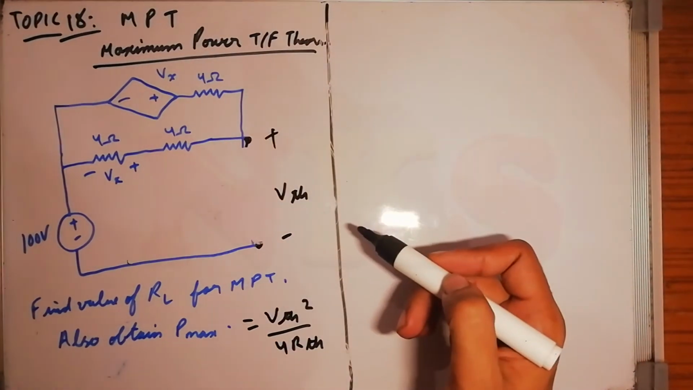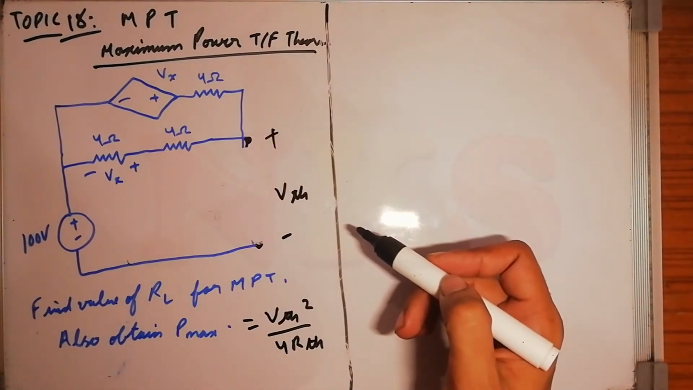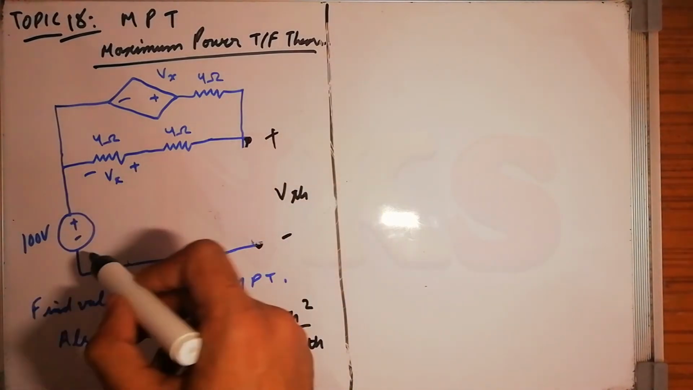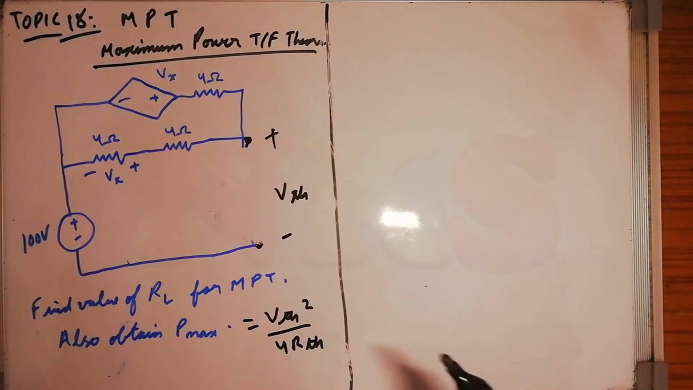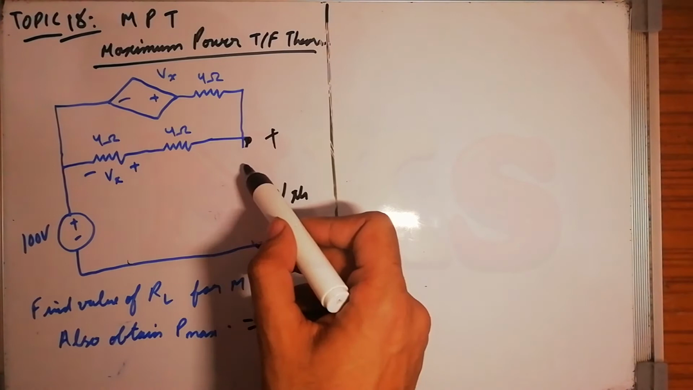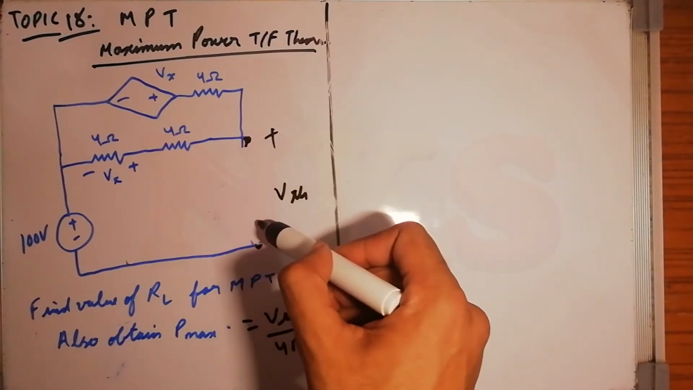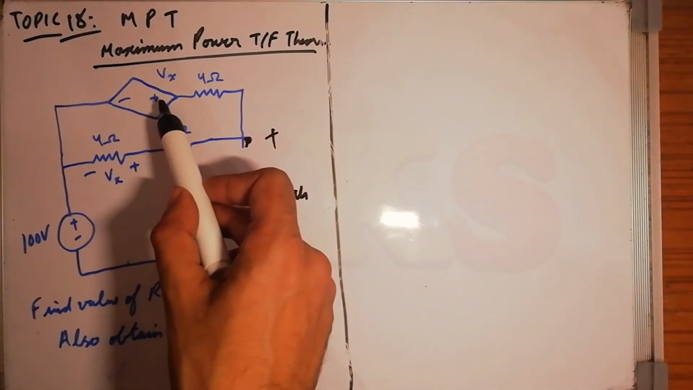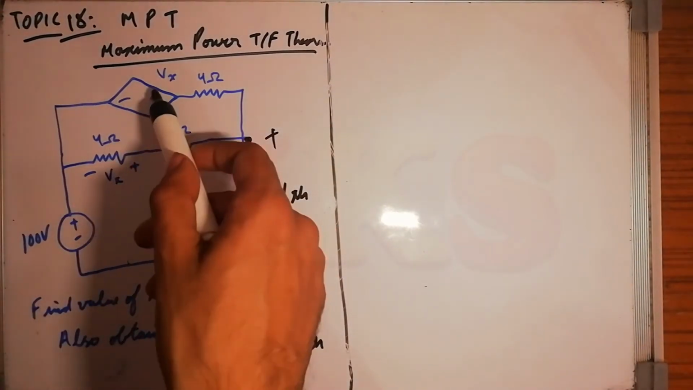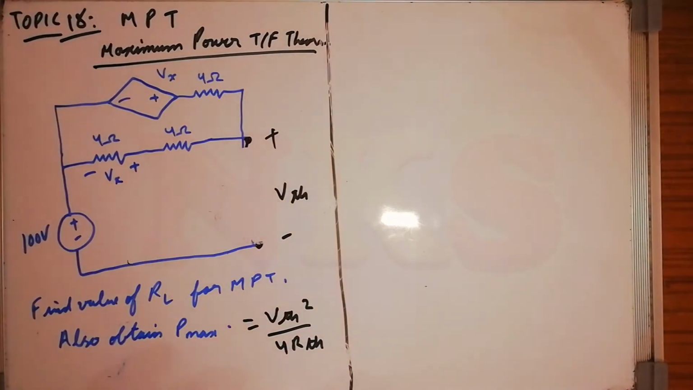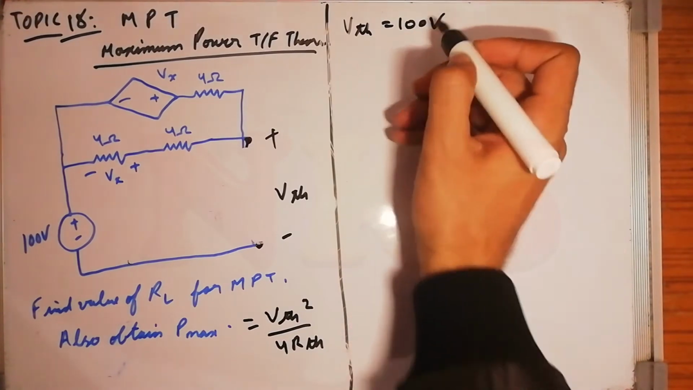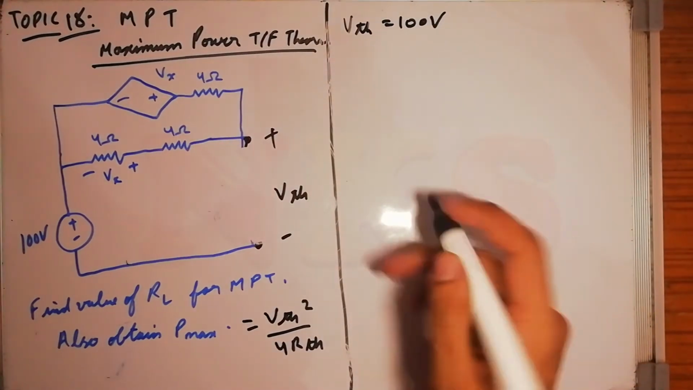So VTH will be what? There will be no current flow, so VTH will be 100 volts. It's simple. See how simple this question is. The current won't flow here because there is no path. This is open circuit, and this is a dependent source, so it cannot generate any current itself, because there is no voltage drop Vx here. So this won't work either. So my VTH will be equal to 100 volts. Now what we have to find is the RTH.